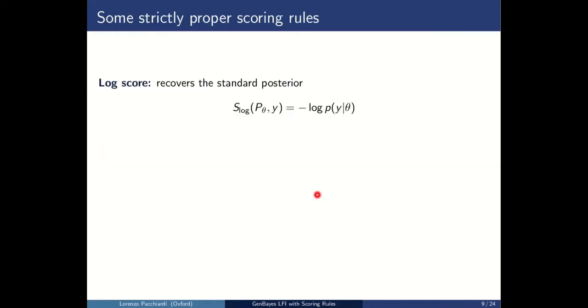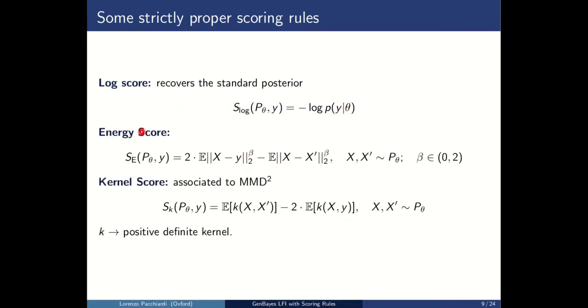So now I will have a look at some scoring rules which we'll use in this work, and specifically we will consider some strictly proper scoring rules. First of all, the log score is the most used, probably because it recovers the standard posterior when you use it. Basically, the log score between a distribution p_theta and the observation y is just defined as the negative log likelihood at that value of the observation and the parameter theta.